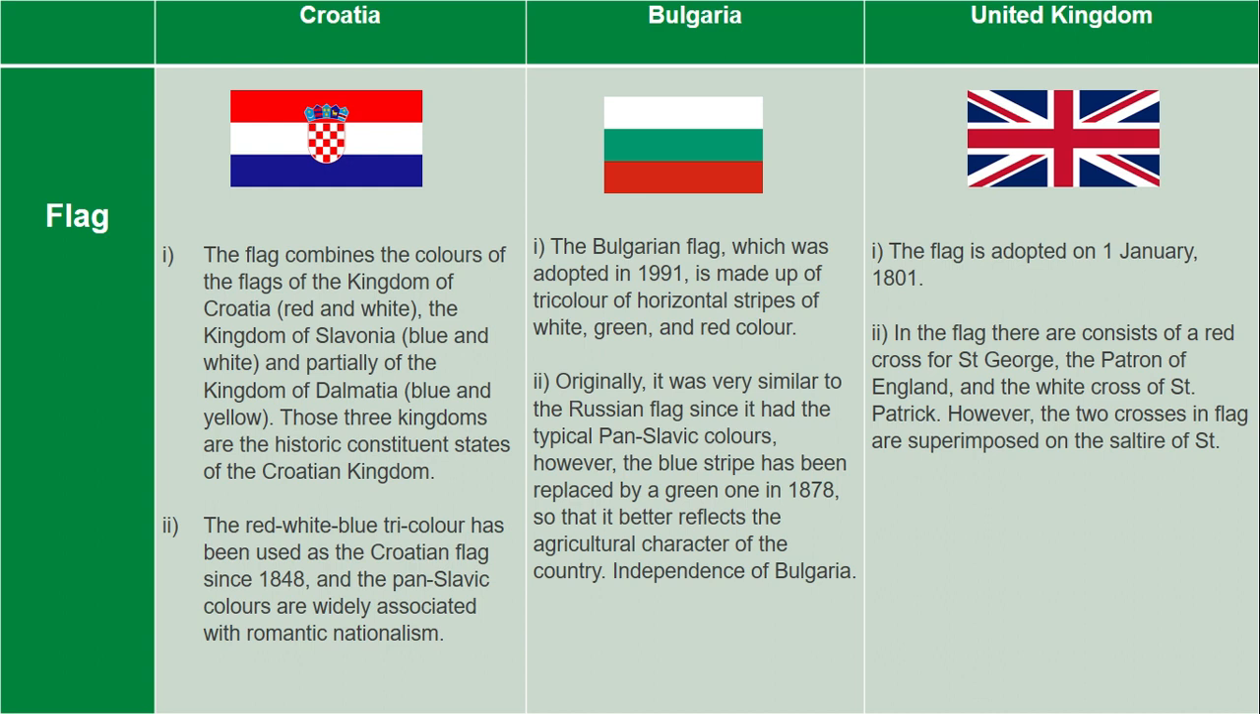Next, the United Kingdom flag was adopted on 1st January 1801. The flag consists of a red cross for St. George, the patron of England, and the white cross of St. Patrick. However, the two crosses in the flag are superimposed on the saltire of St. Andrew.